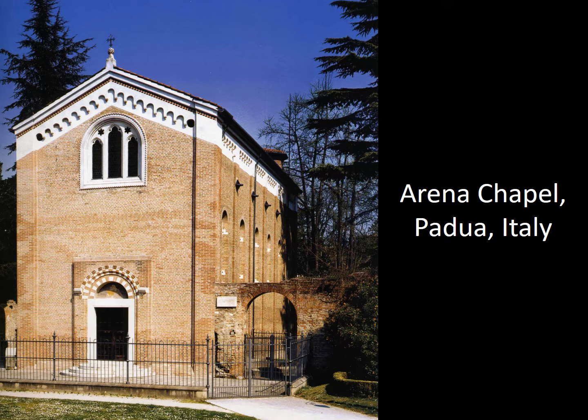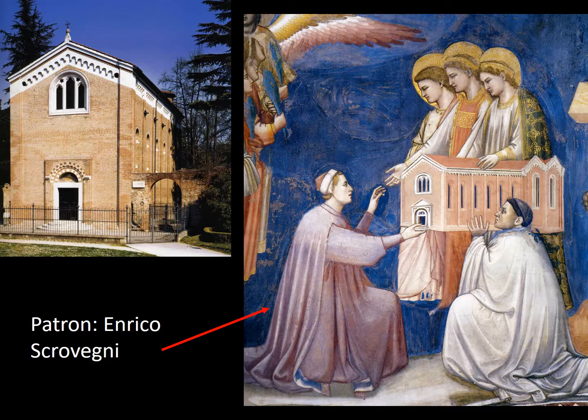So he was also an architect. I mean, the idea of a Renaissance man starts with Giotto. He's an architect, he's a painter, he could probably sculpt, he can do everything. So he designed this tiny church. It's called the Arena Chapel because it's next to a Roman arena.